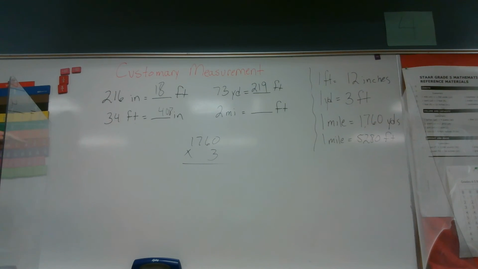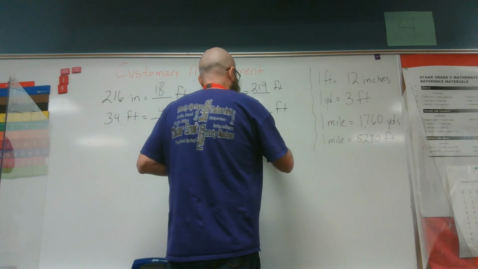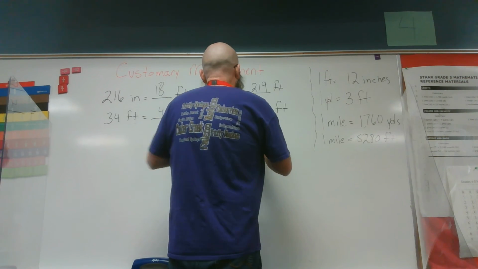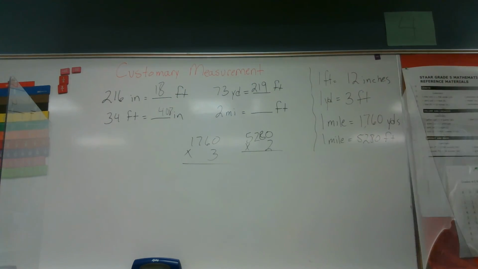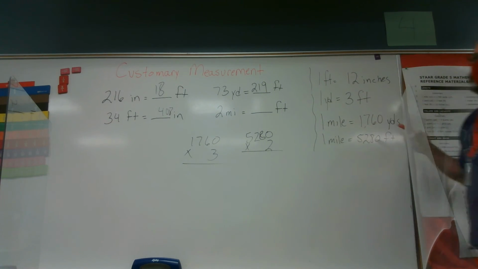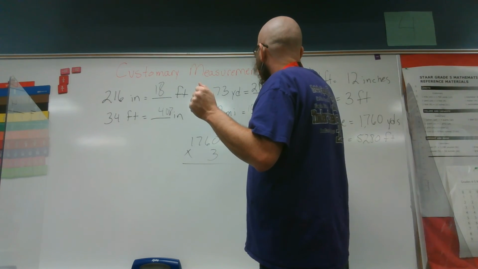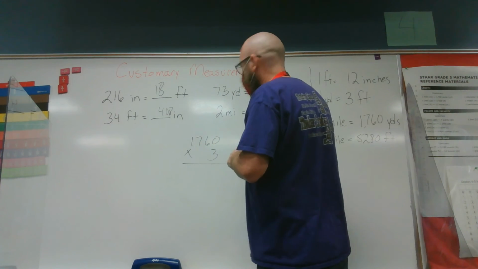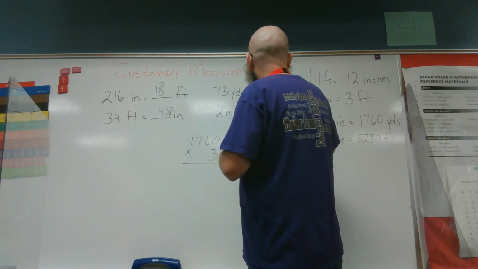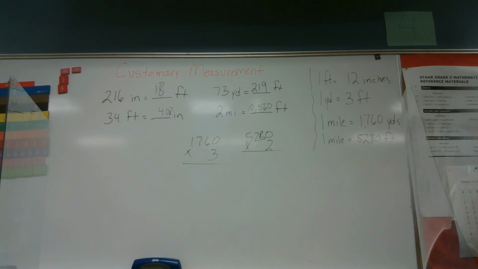So now we have to multiply 5,280, because there's 5,280 feet in 1 mile. We have to multiply that by 2 because it's asking us for 2 miles. And Thomas, that gives us 10,560.